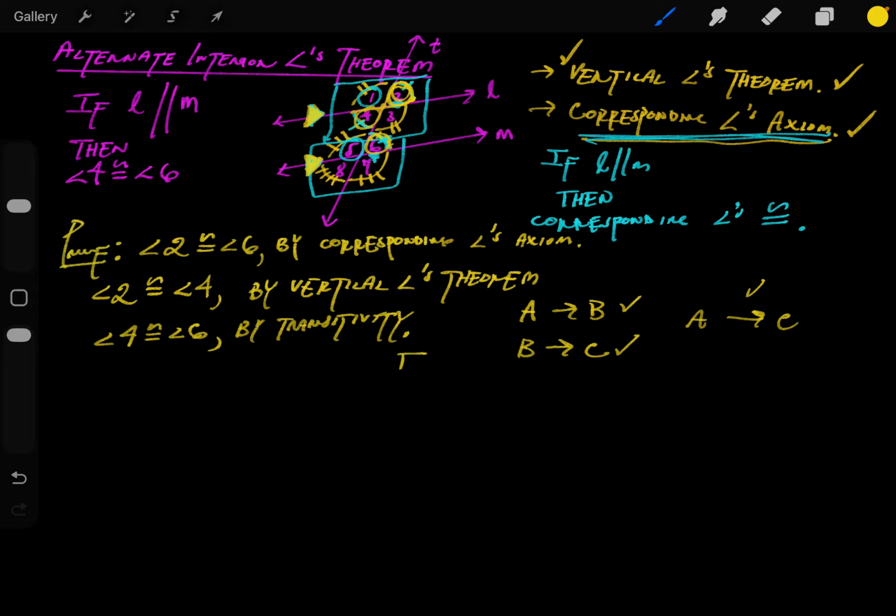And this is it. You're done. Your last statement is the conclusion. I started off with this and ended with this. That's the whole idea. We know that we could use the corresponding angles axiom because these two lines are parallel.